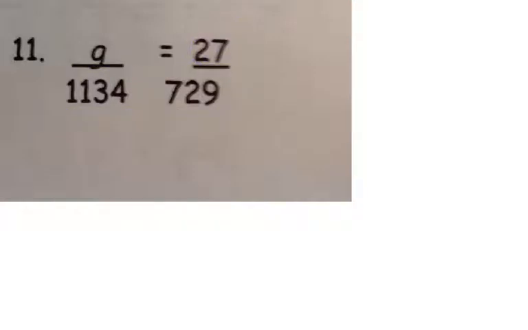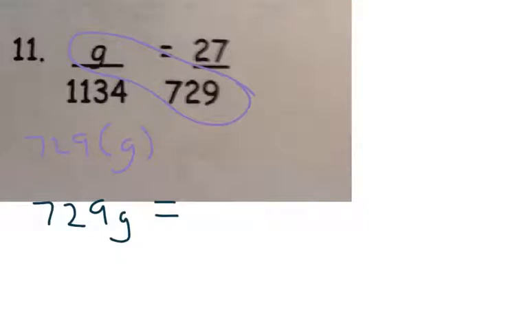How, again, do I solve a proportion? Well, I cross multiply. So notice if I go this way, I got 729 times G, right? So that, of course, is just simply 729G equal to, now I'm going to cross multiply the other way, and I have 1,134, which I have to times by 27. Okay, and now I'm going to use my calculator.